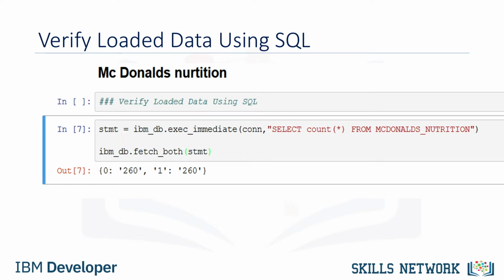Now, after obtaining a connection resource by connecting to the database by using the connect method of the IBM_DB API, we use the SQL select query to verify the number of rows that have been loaded in the table created. The figure shows a snapshot of the output. The output obtained is 260, which is similar to the number of rows in the DB2 console.